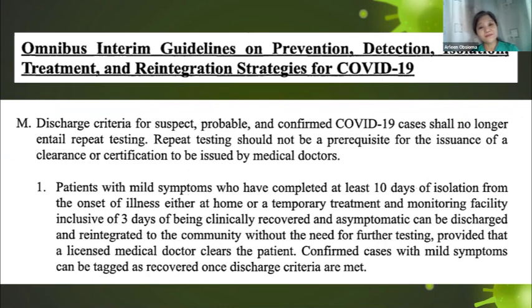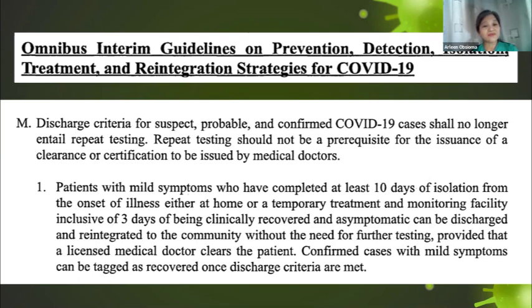But there was a study which did an RT-PCR and a viral culture at the same time, and they were able to show that the virus can be cultured only up to 6 to 8 days from the onset of illness. Beyond that, they cannot culture the virus anymore. So it means that RT-PCR positivity just detected the antigen, but not the live virus.